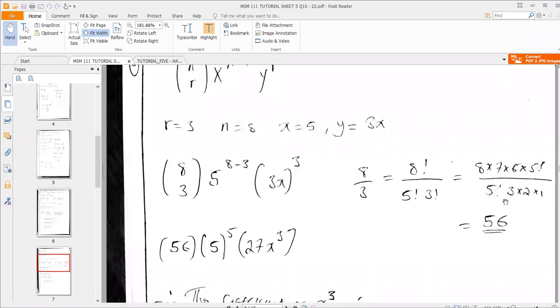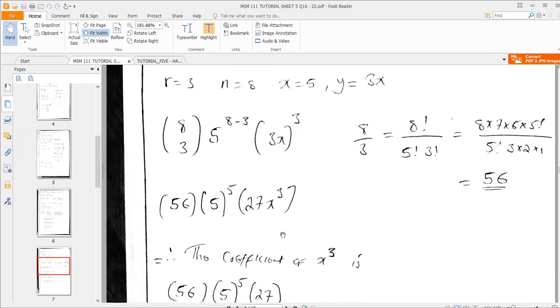Now the 3 factorial is the same as 3 times 2, isn't it? Now 3 times 2 is 6, isn't it? So the 6 on top can cancel, right? Then 8 times 7, we have 56 here. So since we have known that 8 choose 3 is 56, we say 56 times 5 to the power 5 times 27x to the power 3, isn't it?